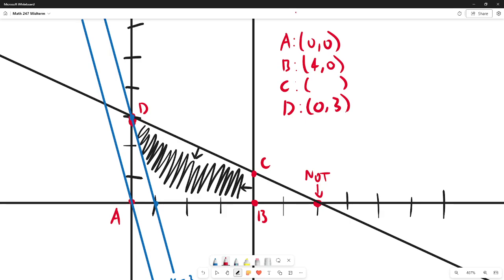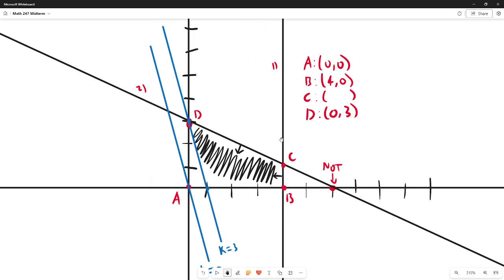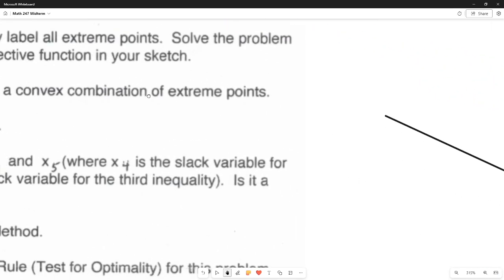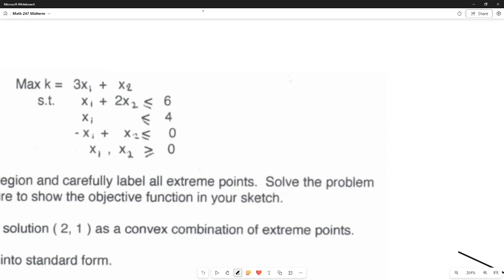And so to get C, we have to treat these two lines again as equations, where this is our first line and this is our second line, and we have to combine them in some way so we can get that value. Remember, this one was x1 is equal to 4, and this one was x1 plus 2x2 is equal to 6. So x1 plus 2x2 is equal to 6, and x1 is equal to 4.